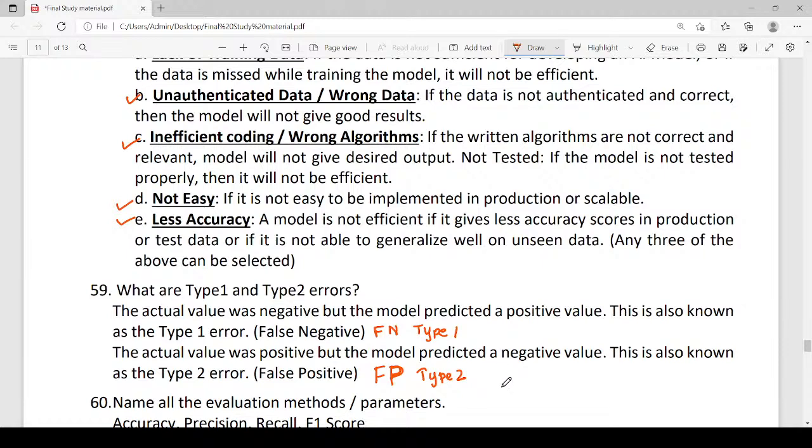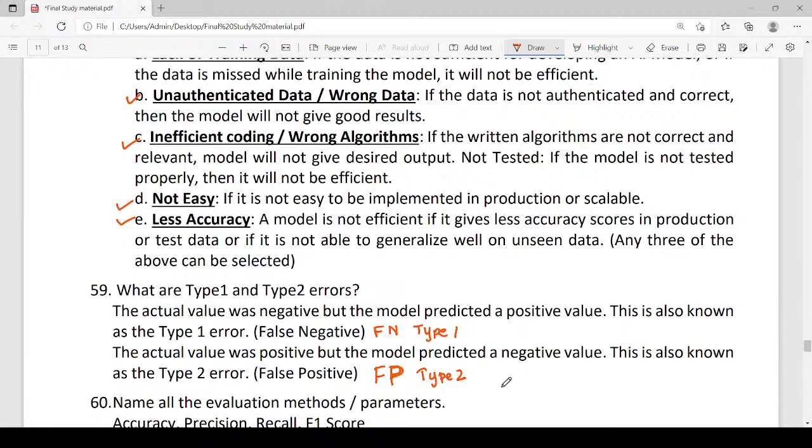Got it? Now the next question, name all the evaluation parameters. There are 4 evaluation parameters. We've learnt it in term 1 exam. We've learnt it in term 2 exam. Aritra, it is mentioned in the question bank that type 2 error is false positive. So let's go by this only. We have a proof to say that it was mentioned here and that is the reason.